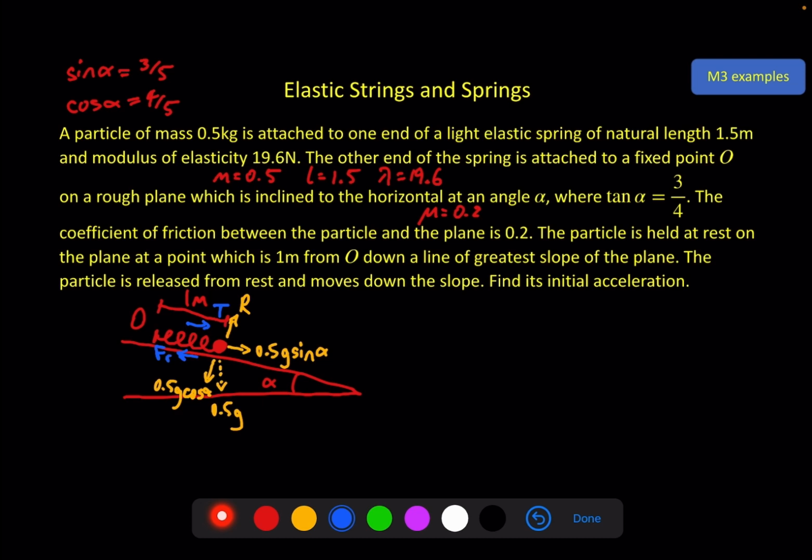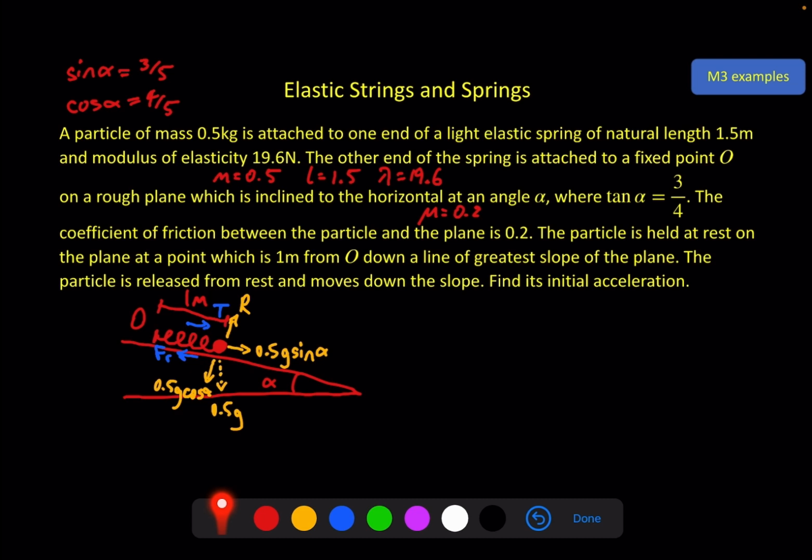Then we do all of our usual things. We resolve to find R is equal to 0.5g cos alpha, times it by mu to get the friction. Then combine into one equation T, friction and this component of the weight. That will give us the resultant force in the equation F equals ma, and from there we can find the acceleration. So that's our plan of attack.